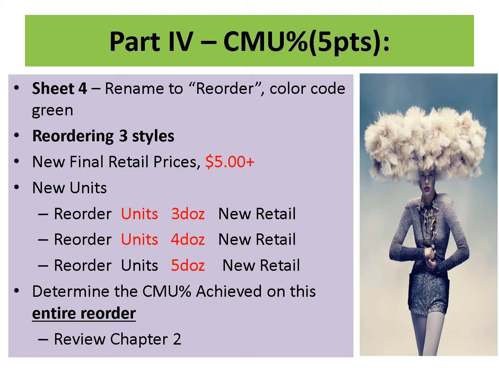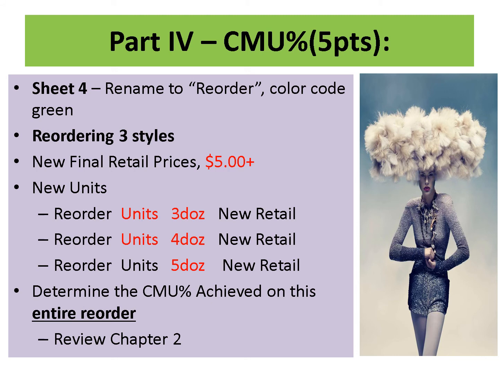Now we move into part 4 of your buy assignment. For this part of the scenario, you have 3 styles that are selling really well. In fact, they sold out on the Styling Closet website, which is very good news. So in sheet 4 of your Excel spreadsheet, you want to rename this Reorder, and you want to color code this section in green. And here in this section, you want to calculate reorder.